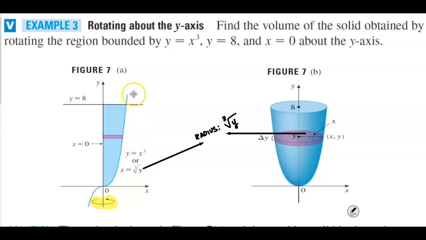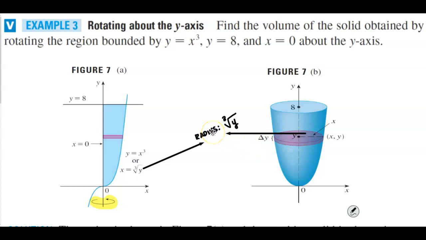If you look at our two-dimensional figure in figure 8, you can see here that we have y equals x cubed. We have our horizontal line at y equals 8, and then we have our vertical line at x equals 0. And this is the surface that we're looking for. Now, we're rotating it about the y-axis, which is the reason why we get this type of solid here.